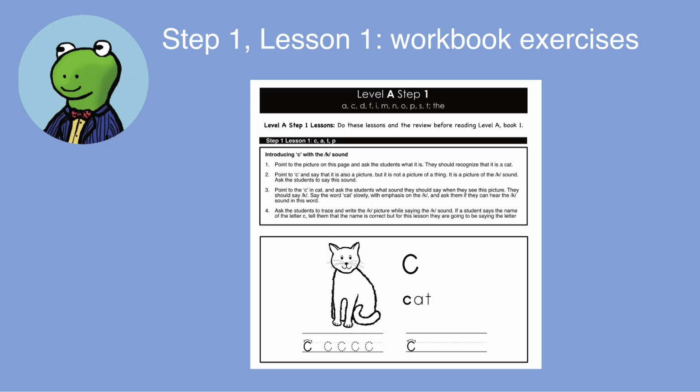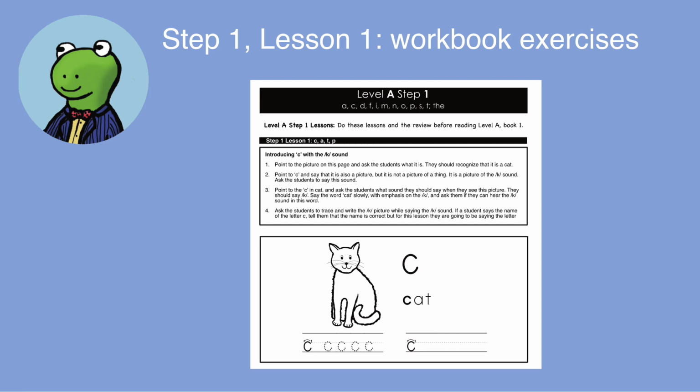For the first workbook exercise, you are instructed to point to a picture of a cat and ask the child what it is. They should say that it is a cat. Next, you are instructed to point to the letter C and explain that it is a picture of the k sound. Ask the child to say this sound. Ask them if they can hear the k sound in cat. Ask them to write the picture of the k sound in the space provided.